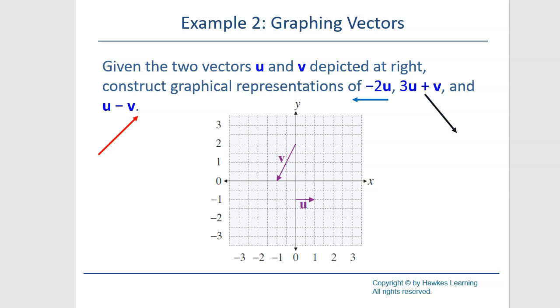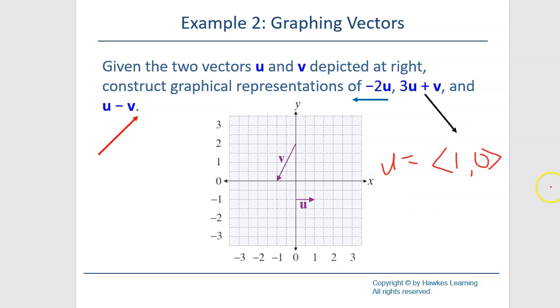All right, so what is the u vector? Well, notice right here, we went from 0 to 1. We didn't go up or down. So we went 1 in the x direction. We went none in the y direction vertically. So that's what u is.